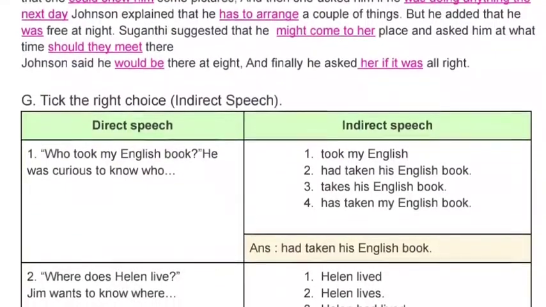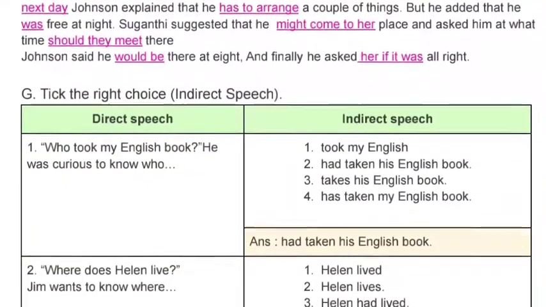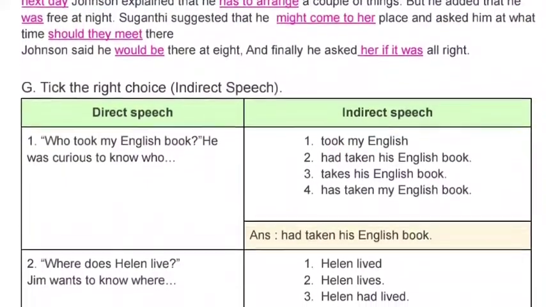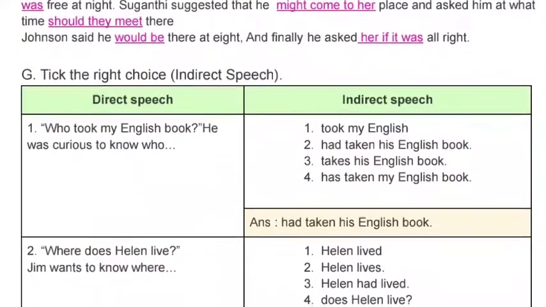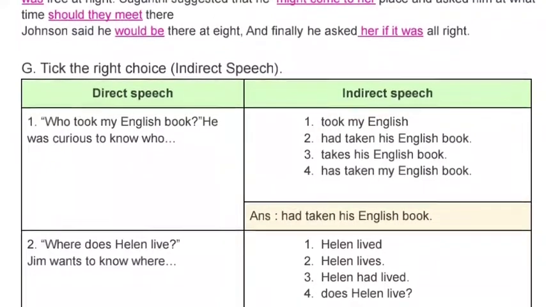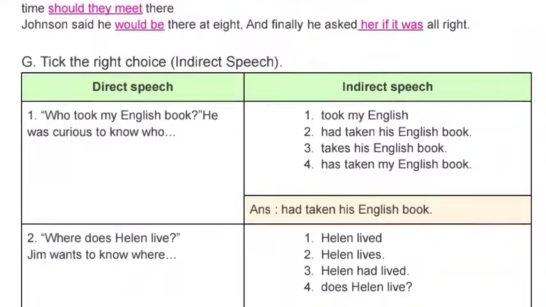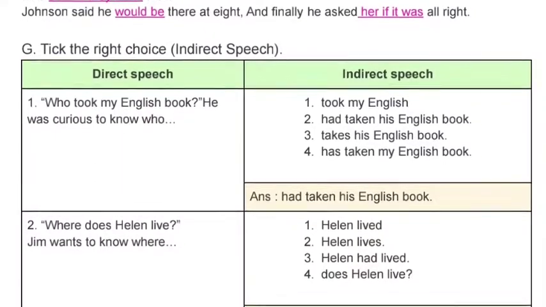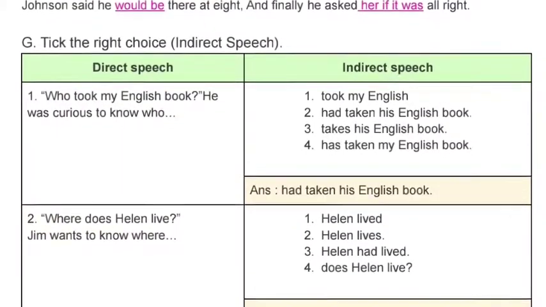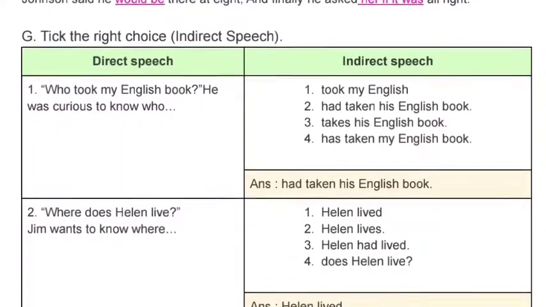G. Tick the right choice. Direct speech, indirect speech. 1. Who took my English book? He was curious to know who took my English book. Options: had taken his English book, takes his English book, has taken my English book. Answer: had taken his English book.